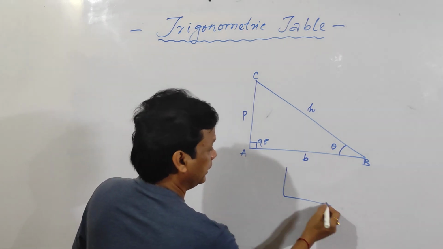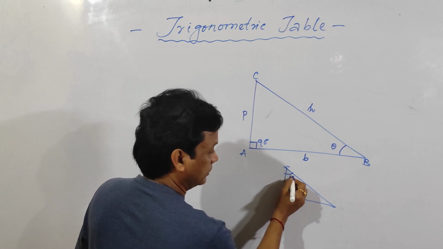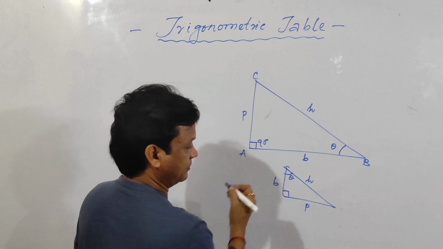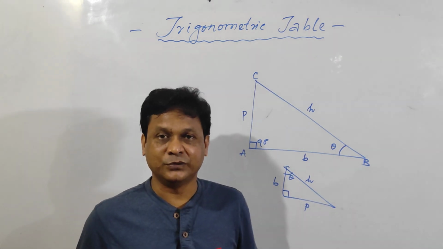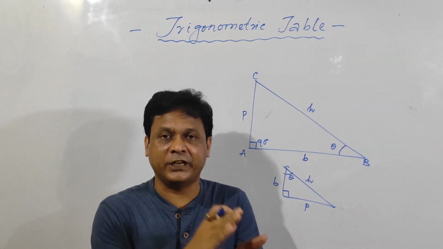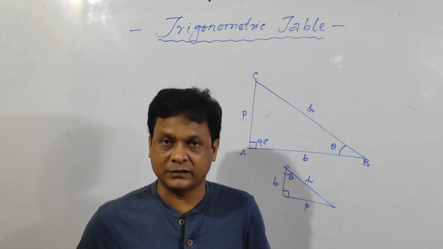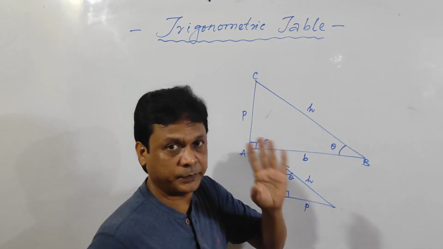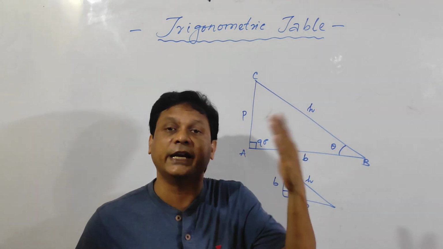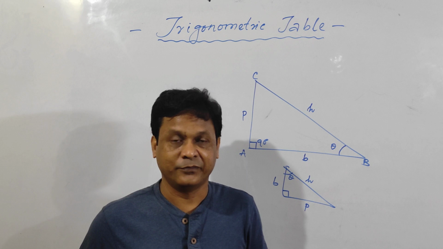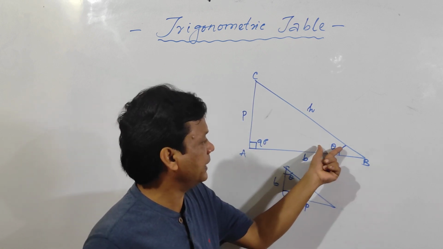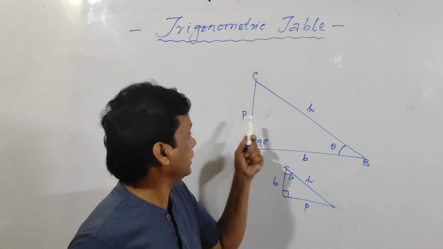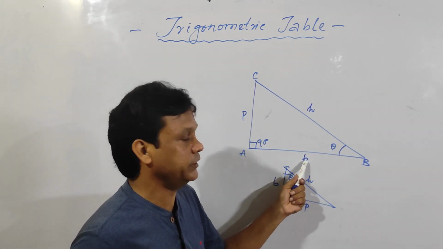Clear? And see here, if you take this angle as theta, this is the hypotenuse, then this will become perpendicular, this will become base. Is that clear to you? That means which side you should take as perpendicular and which as base. Only the hypotenuse is fixed, because the side opposite to 90 degree is taken as the hypotenuse, and the other two sides you should decide according to your chosen angle. If this is theta, then this will be the perpendicular. If this is theta, this will be the base.